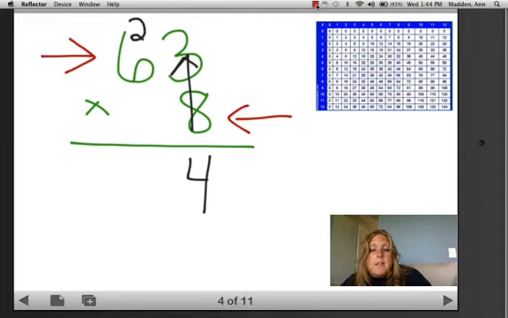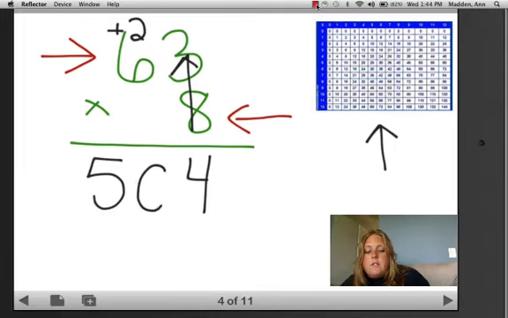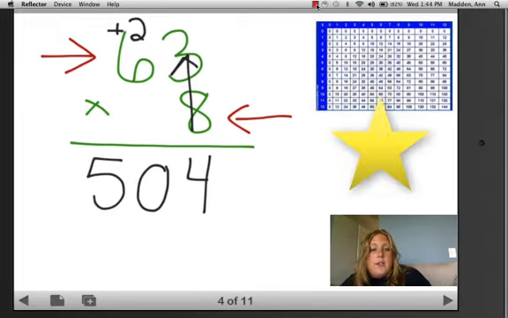8 times 6. Ooh, what if I don't remember 8 times 6? Remember, you can always use this multiplication chart to help you out. But in the long run, you should be memorizing these. 8 times 6 is 48. Don't forget to add your 2 up here. 48 plus 2 is 50. I have nothing left to multiply, so I can write my entire 50 down below. So the answer is 63 times 8 is 504.